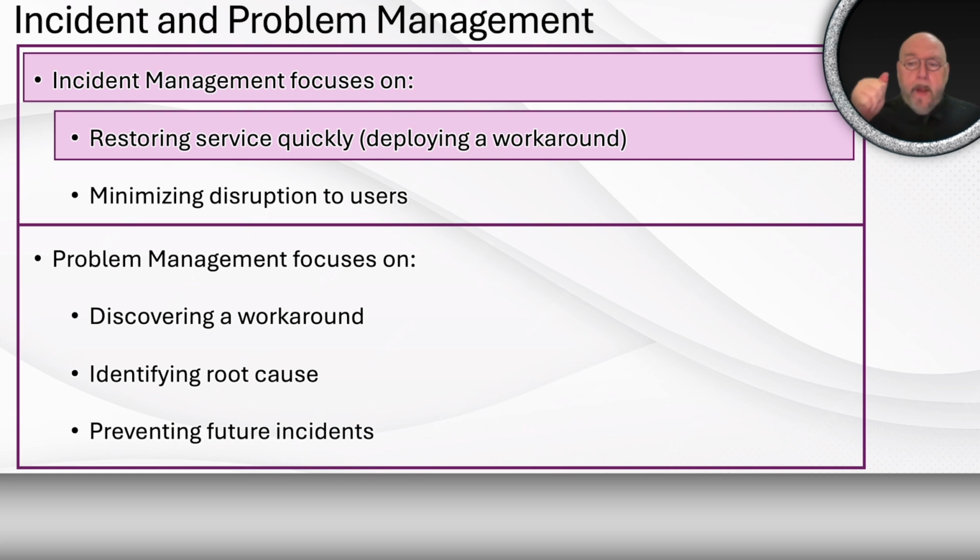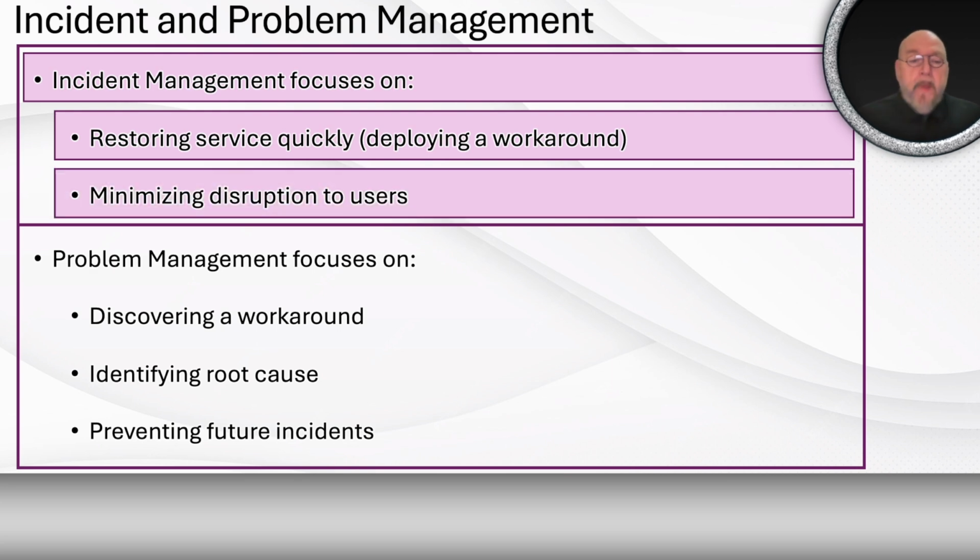Number one priority: not fix the problem, not resolve the incident. Number one priority: get the person back to work. Restore the service as quickly as possible. Deploy a workaround if possible. Minimize disruption to users. Get that productivity to happen.